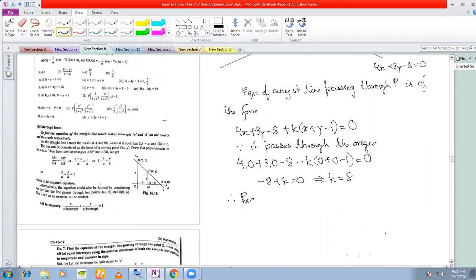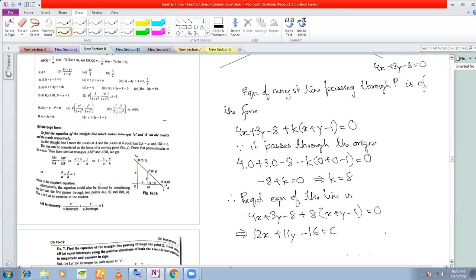Therefore, the required equation of the line is 4x plus 3y minus 8 plus 8 times x plus y minus 1. Now you can simplify this equation. This is 12x, and 3y plus 8y is 11y, and minus 8 is minus 16. So this is the required equation of the straight line.